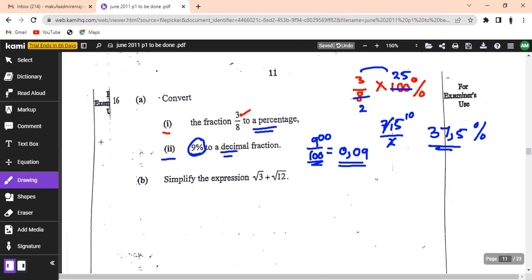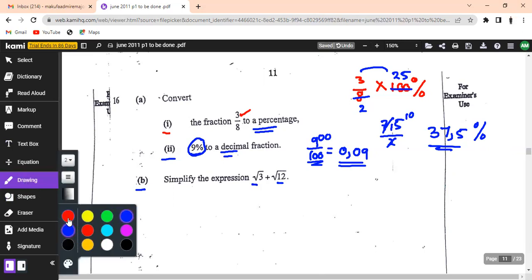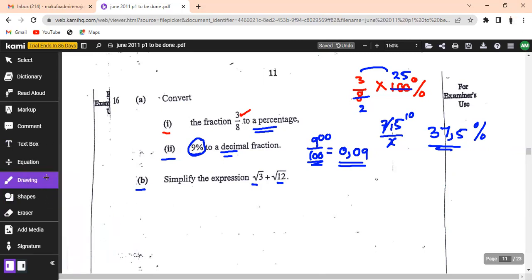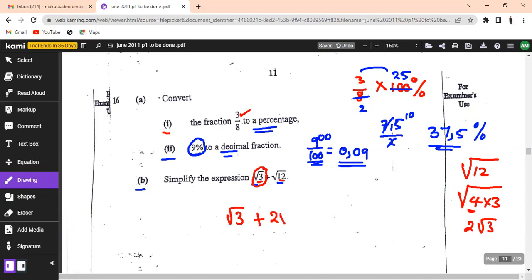All right. On number B, we are given now to simplify the expression, the square root of 3 plus the square root of 12. Okay, I told you guys, whenever you're dealing with surds, you can't simplify when the numbers under the square root are not the same. So you have to make sure that these numbers under the square root are the same, of which square root of 3 is already in exact form. There's nothing that we can do. So all we need is to simplify square root of 12, of which you know that the biggest perfect square that we have here is 4. 4 times 3 gives us 12, and square root of 4 is 2. So it's going to give us 2 square root of 3.